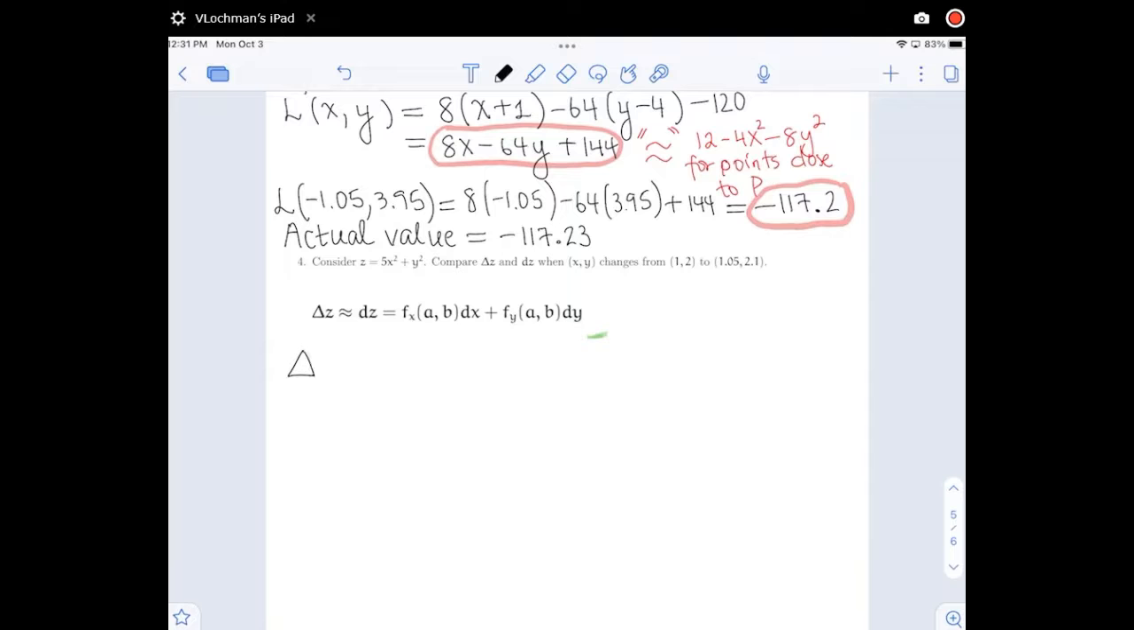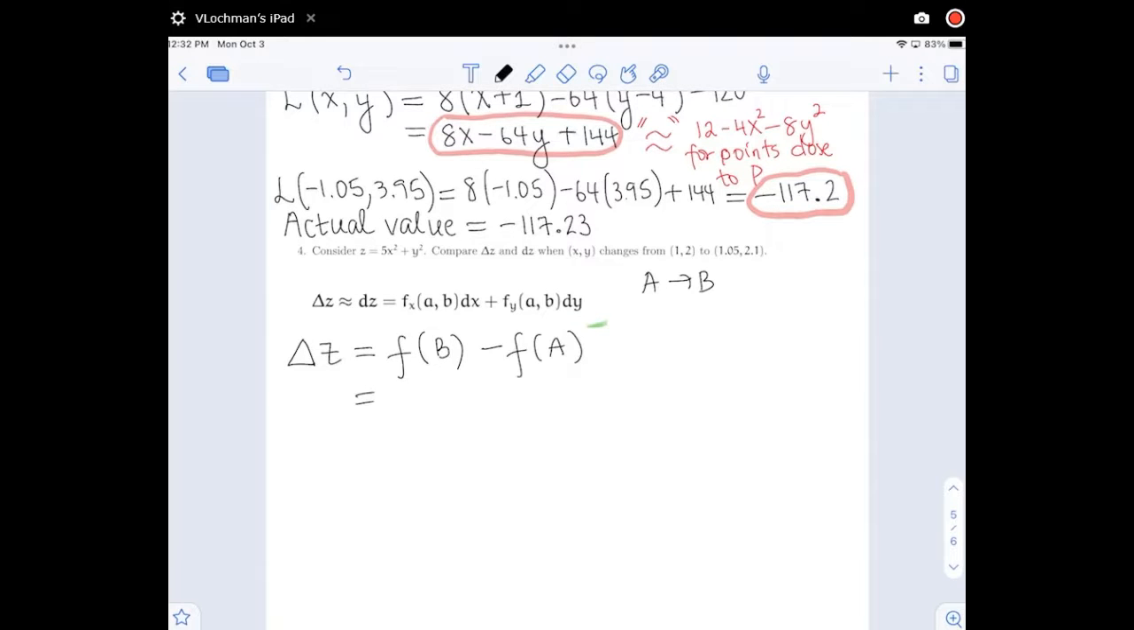How do we compute change in z? In general, that would be f of whatever point you moved to. So let's say you go from A to B: f of B minus f of A. If you start at A and go to B, the change in the function is f of B minus f of A. In our case, we start at (1, 2) and end up at (1.05, 2.1). So that would be f of (1.05, 2.1) minus f of (1, 2).